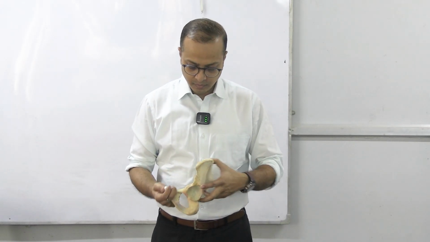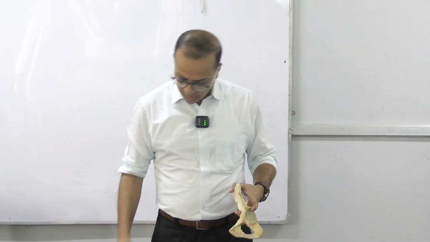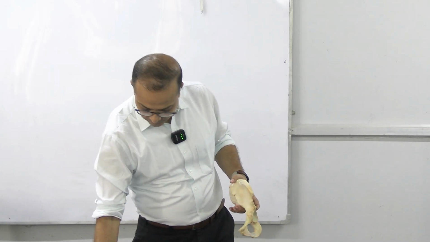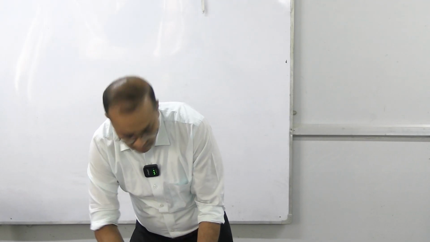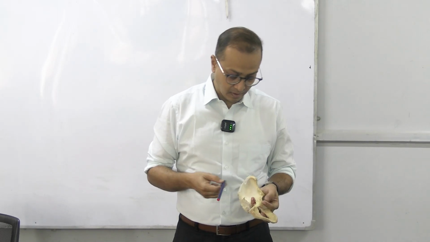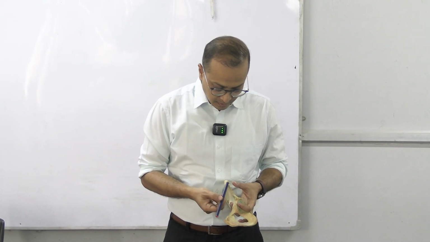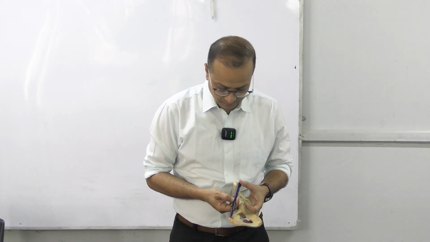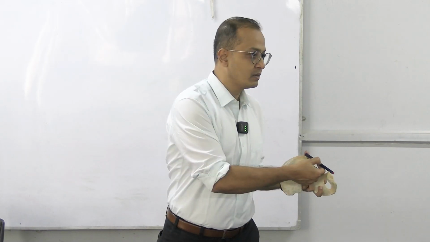Now, coming to the muscles of importance over here, along with the ligaments. We have a ligament in the anterior abdominal wall, we call it the inguinal ligament. So, the inguinal ligament is running like this, ASIS to the pubic tubercle.